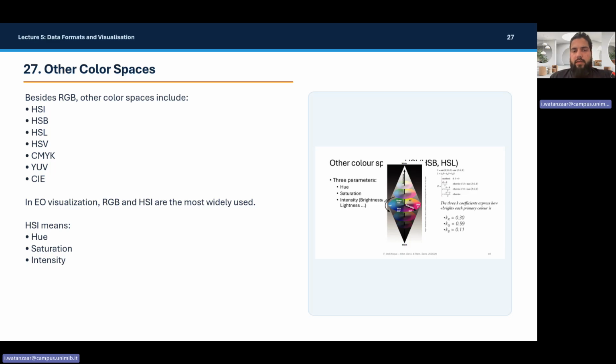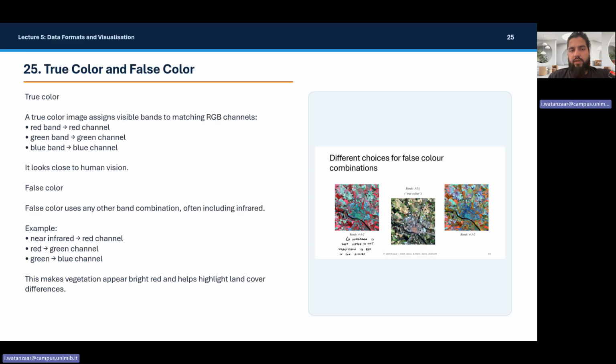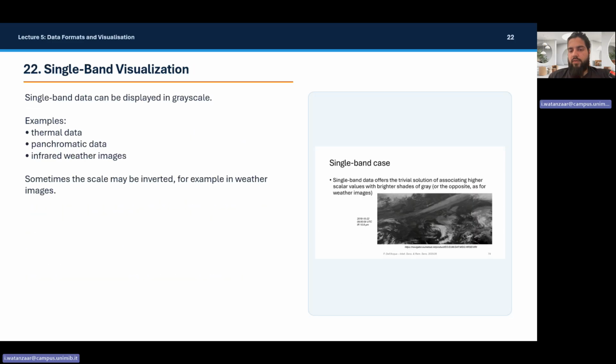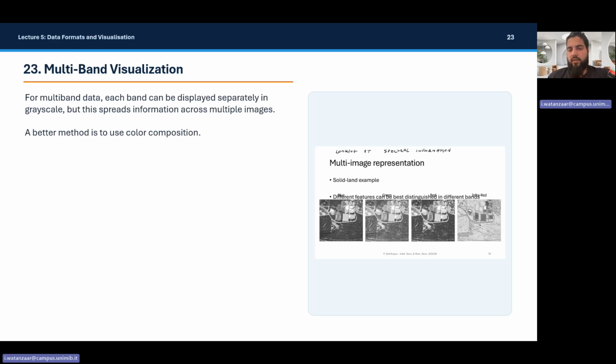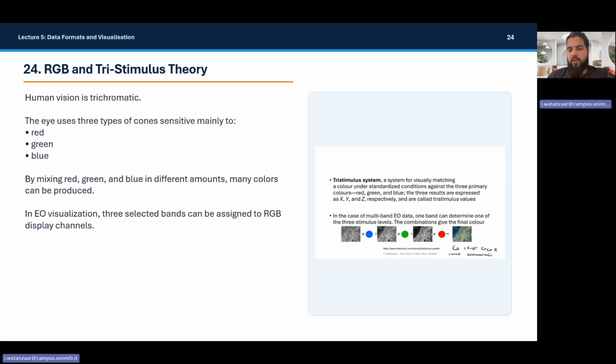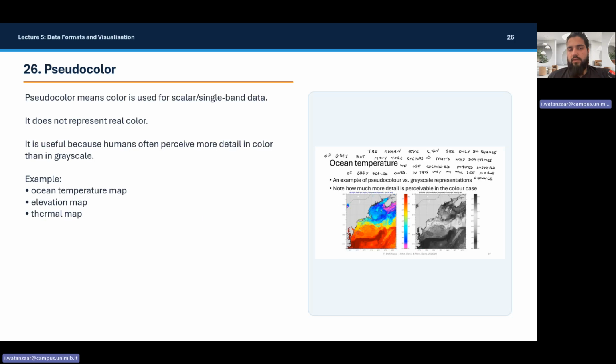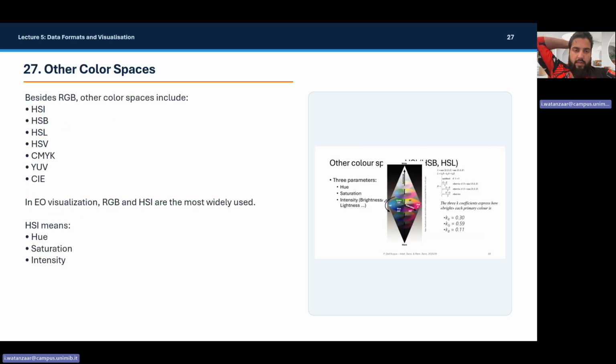The last one is the other color spaces. So far we have discussed how we go from matrix to image, then single band color, and then multi-band color. We have seen single band and multiple band visualization, then RGB and tri-stimulus, true colors, false colors, and pseudo colors. Besides these, we have more color spaces, like HSI, HSB, HCL, HSV, CMYK, UV, CIE.